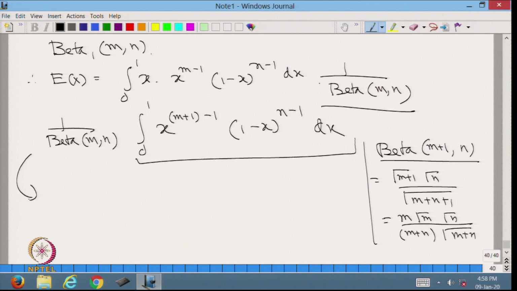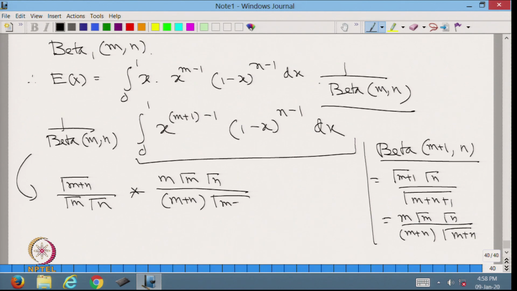Therefore, this whole expression is becoming gamma m plus n upon gamma m gamma n multiplied by beta m plus 1 comma n, which is equal to m gamma n upon m plus n gamma m plus n. After cancellation, we have m upon m plus n.